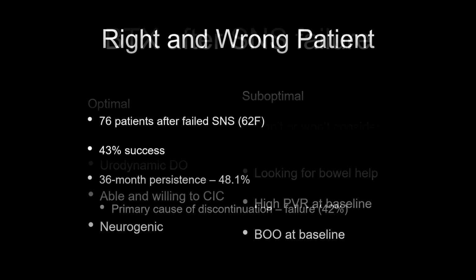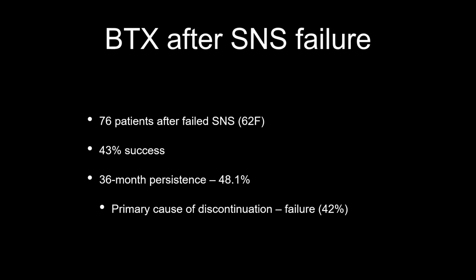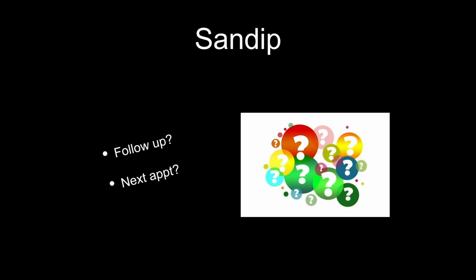And then lastly, just one slide on Botox after SNS failure. You can look at this data in two ways. You'd say, wow, just 43% success, that's not very good, versus, well, you've already failed oral meds, you've already failed neuromodulation, what's left? And you're helping 4 out of 10 patients who otherwise had nothing else. That's not terrible. Not great, but not terrible. So something to consider. And there are plenty of studies on neuromodulation after Botox failure or Botox after neuromodulation failure. It's something to consider. So I think we talked about follow-up and next appointment.